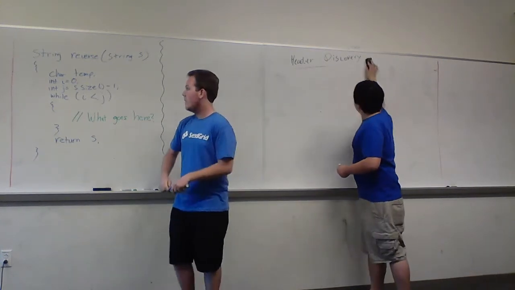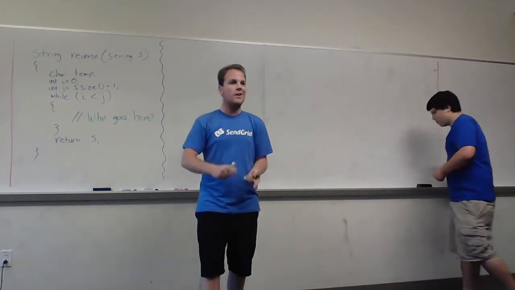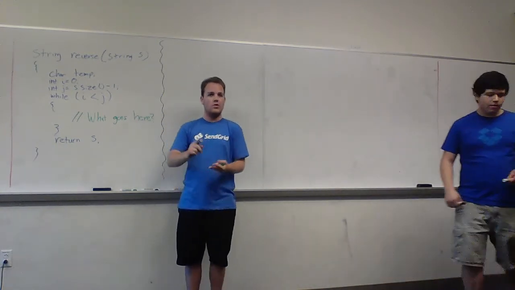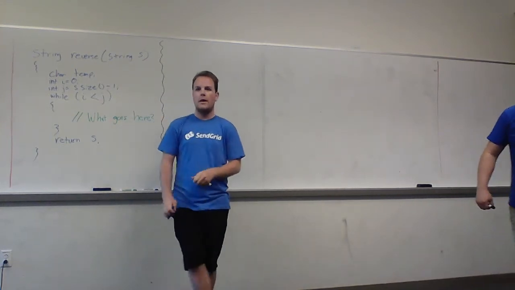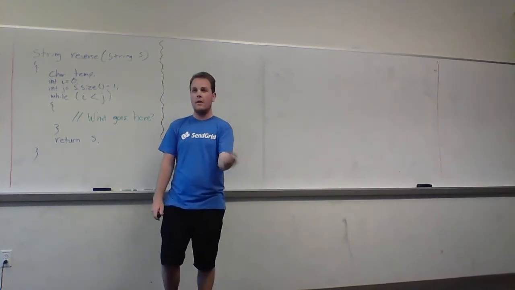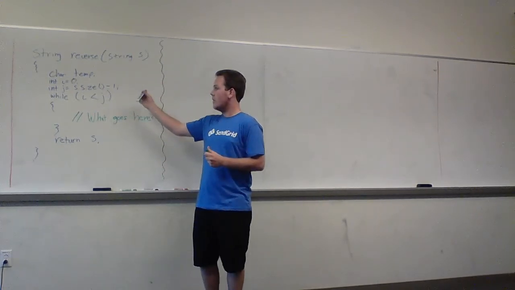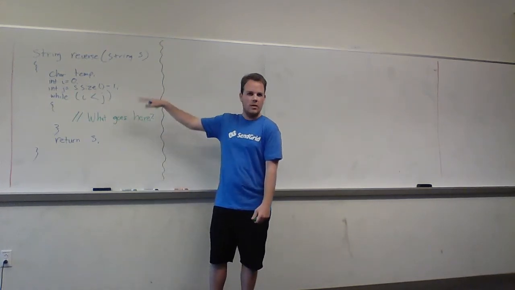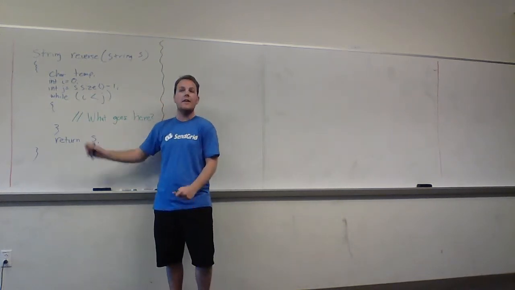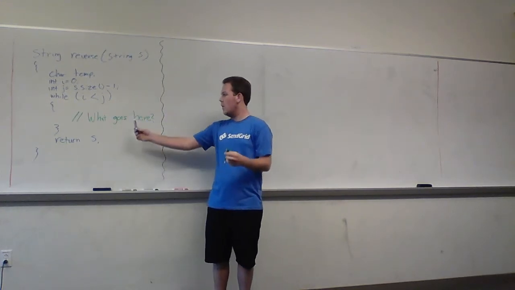Okay. You have three variables: temp, i, and j. i is initialized to 0. j is initialized to s.size minus 1. s.size returns the length of string s. Remember. And our condition is while i is less than j. We're going to do something, and then we're going to return s, and it's going to be reversed. My question for you is, what goes here?